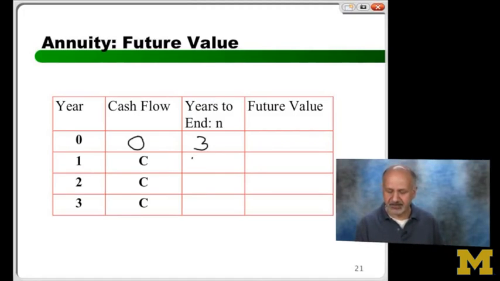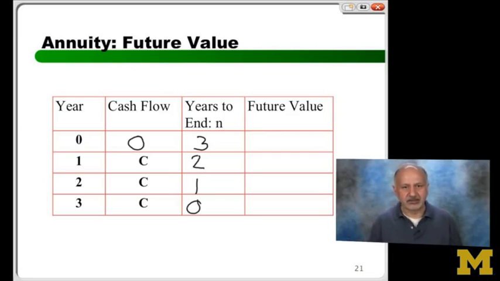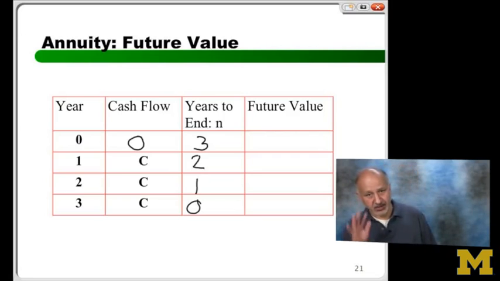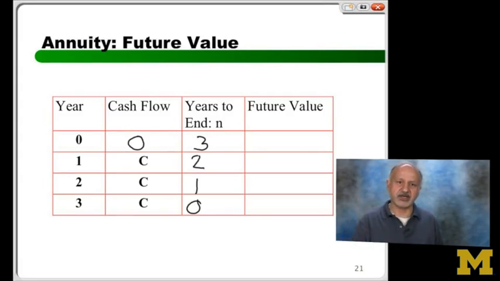How many periods left here? 2. How many periods left here? 1. And how many periods left here? 0. So the thing to recognize is that there is no cash flow occurring at time 0, and there is a cash flow occurring at time 3, which is the end of the period. So those are the 2 things important to recognize.